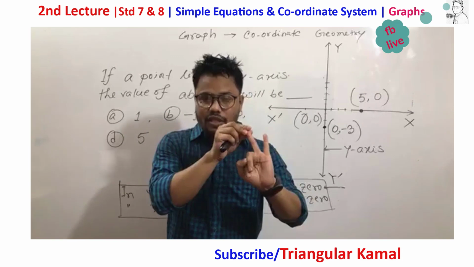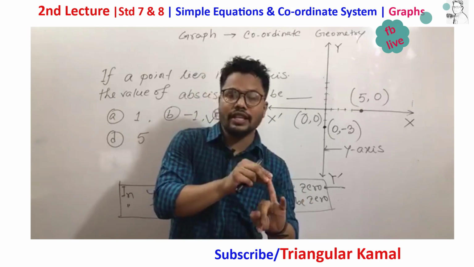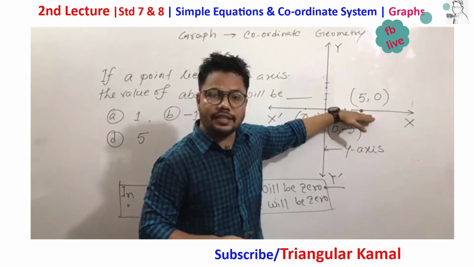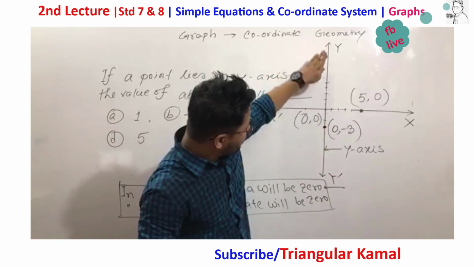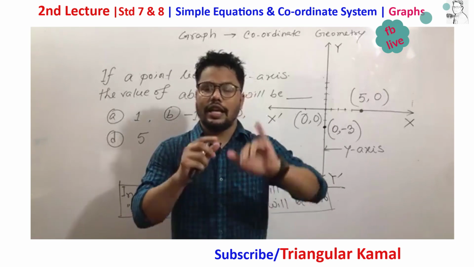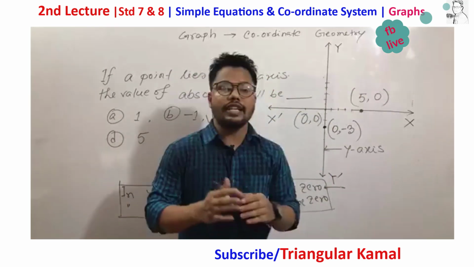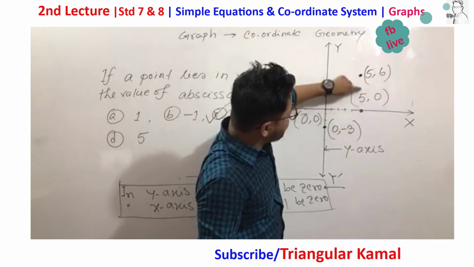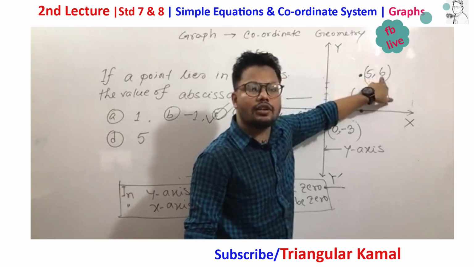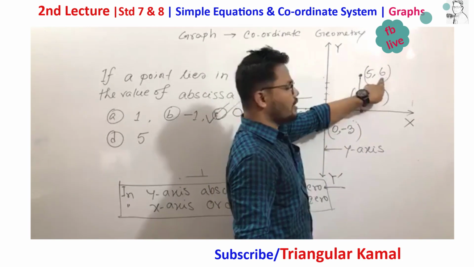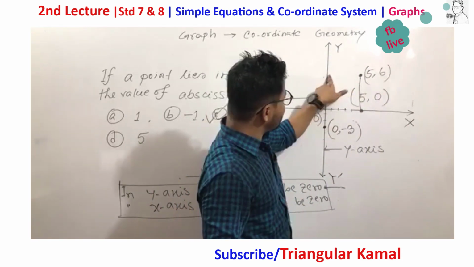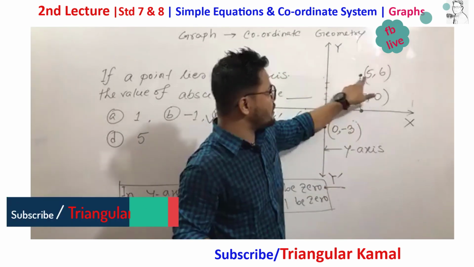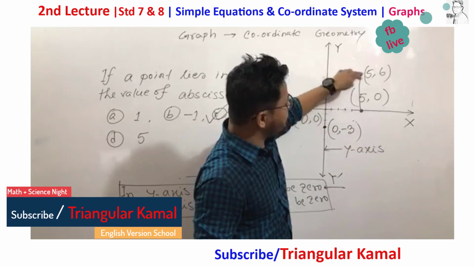Then the fourth point is, when the point lies on the x or y axis, what will be the value of abscissa and ordinate? When the point lies on the x-axis, ordinate will be 0. When the point lies on the y-axis, abscissa will be 0. And finally point number 6, the distance. Like this is the point (5, 6). Distance from the x-axis is equal to the ordinate, that is 6. Distance from the y-axis is equal to the value of abscissa, that is 5. So distance from the y-axis equals the value of abscissa, distance from the x-axis equals the value of ordinate.